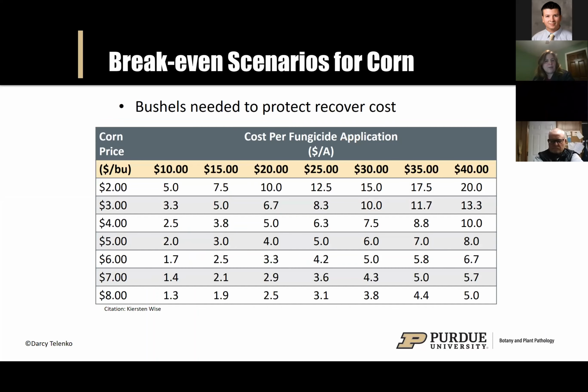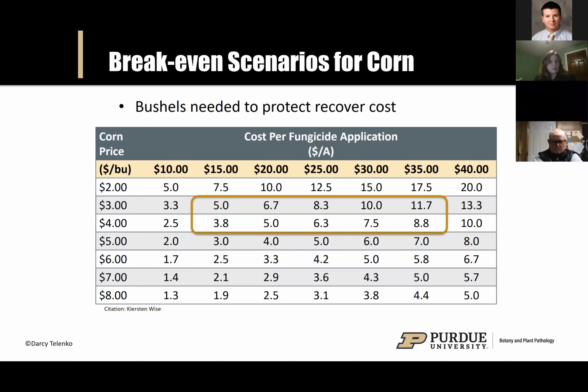And the other thing to think about is your return on investment. So this is just looking at corn. Again, if it's a $3 to $4 corn, the idea is, if we put a fungicide out, we need about 5 to 11 bushels per acre protected to return that investment on adding that fungicide cost.